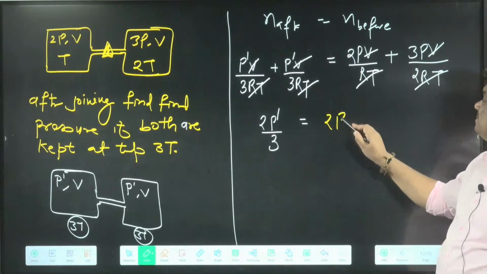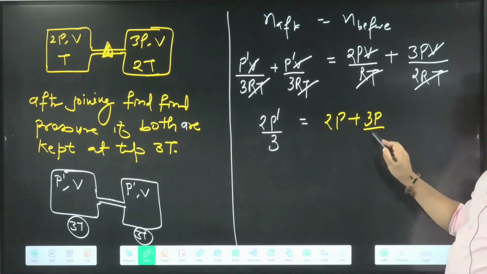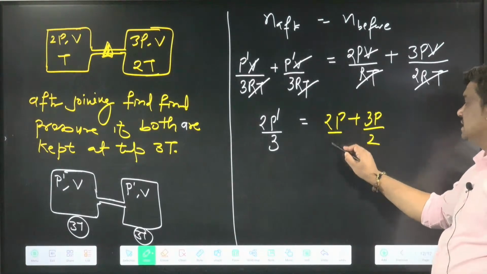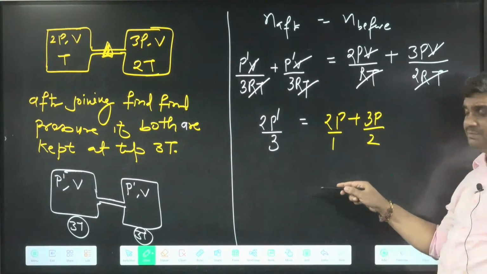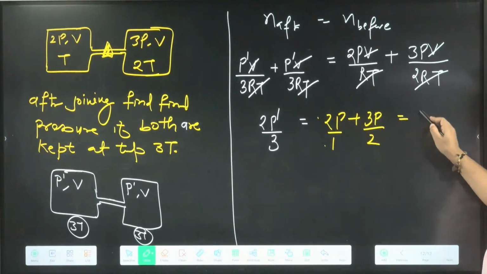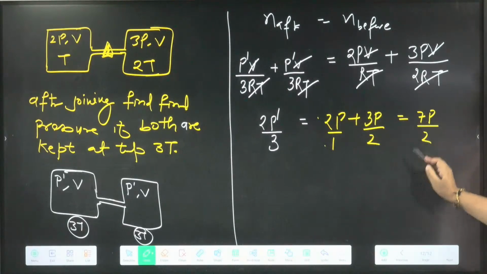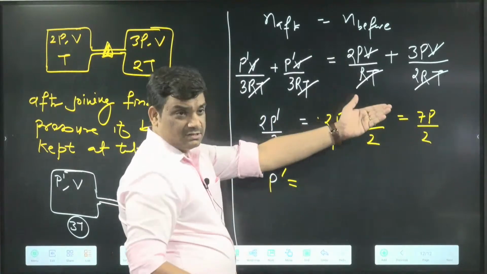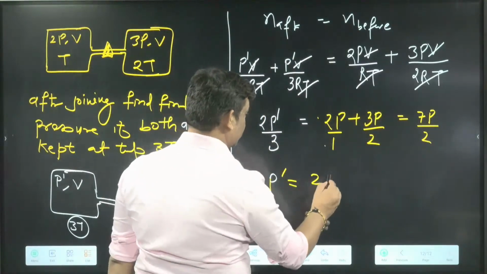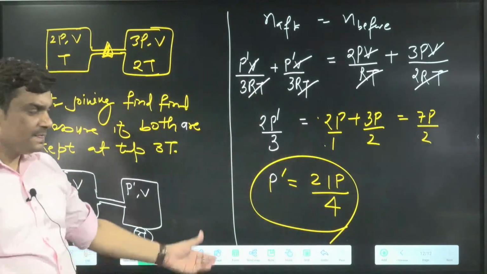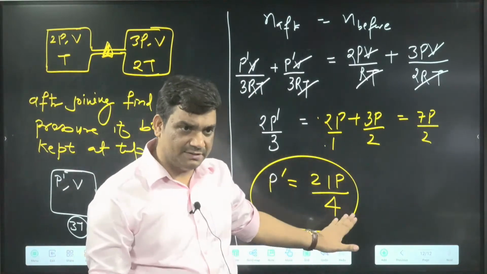and equal to, here I need to add, 2P plus 3P by 2. If you add 2P plus 3P by 2, then either I can make the same base or do the LCM. This will be 2 into 2, 4, and 3, 7P by 2. So now P dash will be equal to how much here? 3 and 7, that is 21. So we can write 21P by 4 is the final answer here. 21P by 4. Clear?